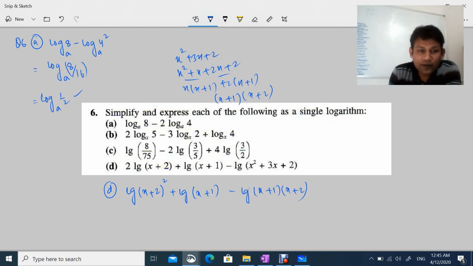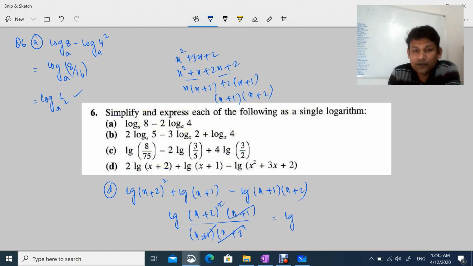Single log, just write lg of x plus 2 whole square. Plus means this will multiply, and minus means these factors will be divided. By this, x plus 2 cancels out with the square, and x plus 1 cancels out. The final answer is x plus 2. We have done it.